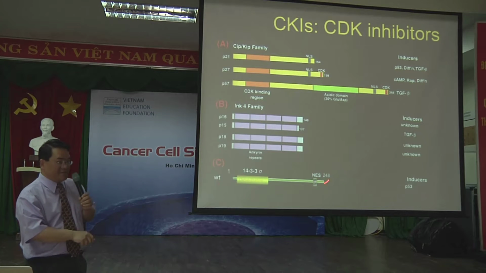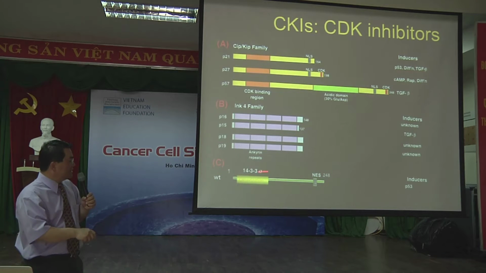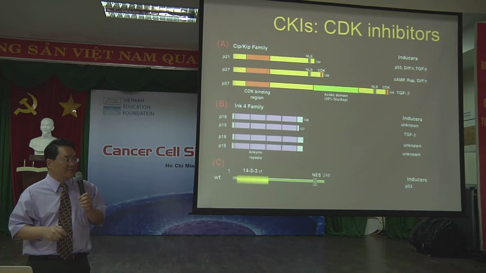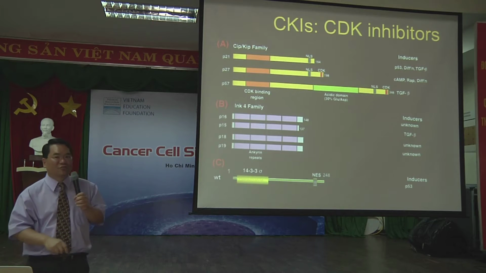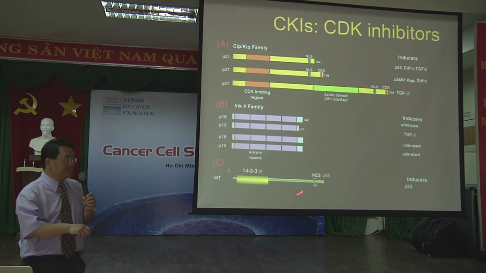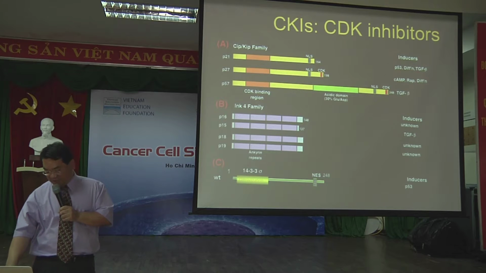We will have a chance to talk about 14-3-3 sigma. It's a very interesting protein. Actually, this is also involved in cell cycle regulation, and it is also induced by a very important tumor suppressor gene, P53. We'll spend some time working on this particular protein called 14-3-3 sigma.